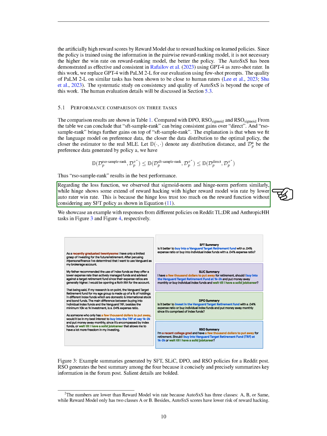Regarding the loss function, we observed that sigmoid norm and hinge norm perform similarly, while hinge shows some extent of reward hacking with a higher reward model win rate but a lower auto-rater win rate. This is because the hinge loss relies too much on the reward function without considering any SFT policy. We provide examples with responses from different policies on Reddit TLDR and Anthropic HH tasks.